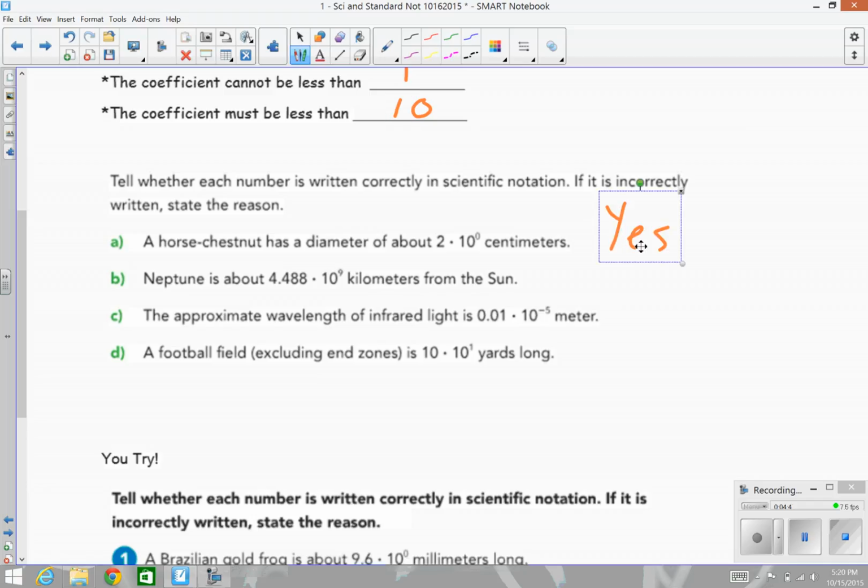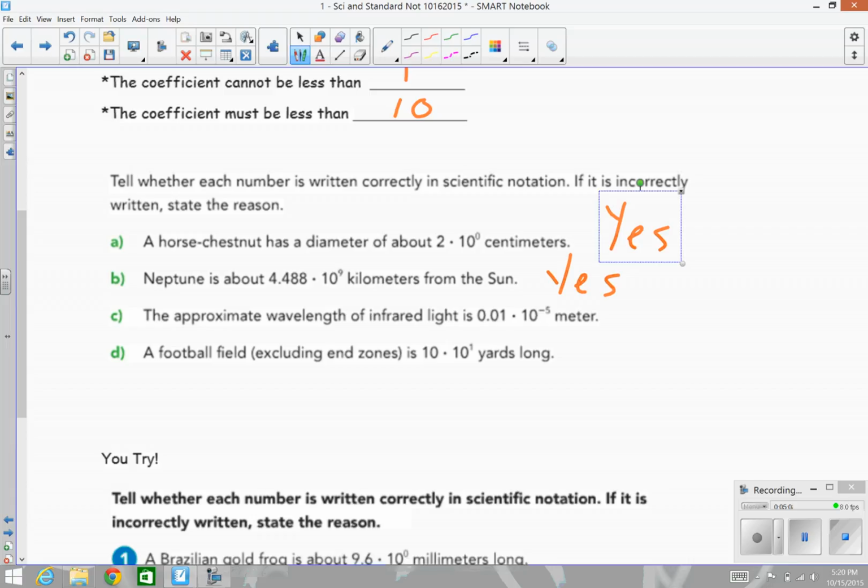Neptune is about 4.488 times 10 to the 9th kilometers from the sun. Again, 4.488 is greater than or equal to 1 and less than 10, so that's good, and it's being multiplied by 10 raised to an integer. So this is okay.